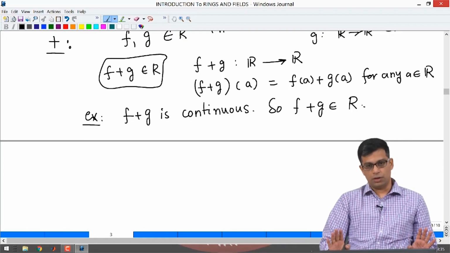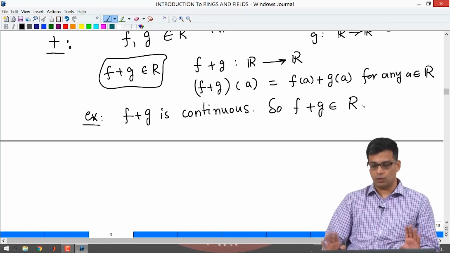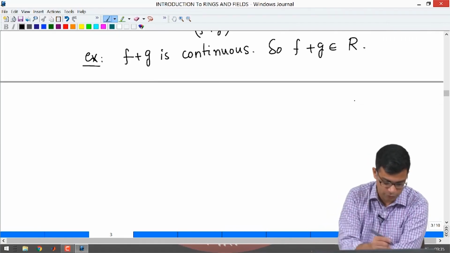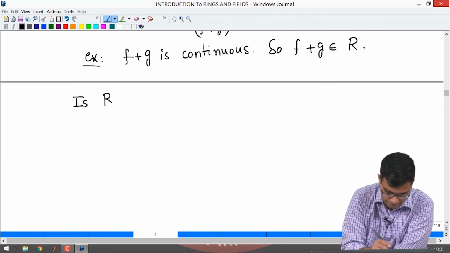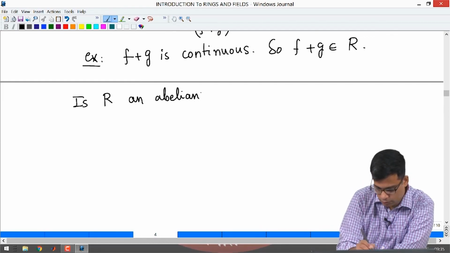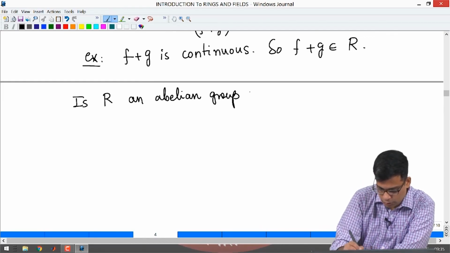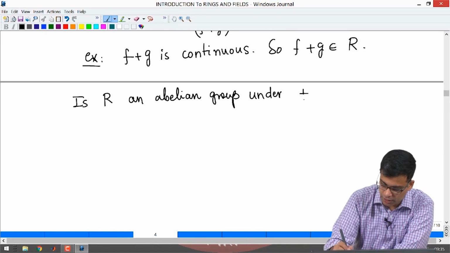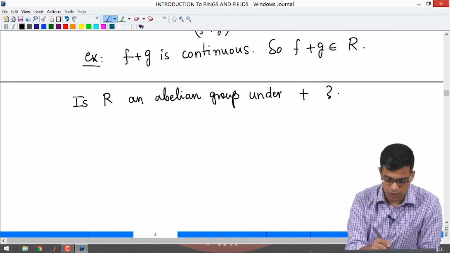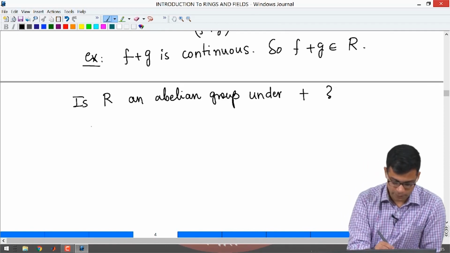Now, we have addition. So, we can ask, is R an abelian group under this particular addition that I defined? You can quickly check that it is so, because what is the 0 element?